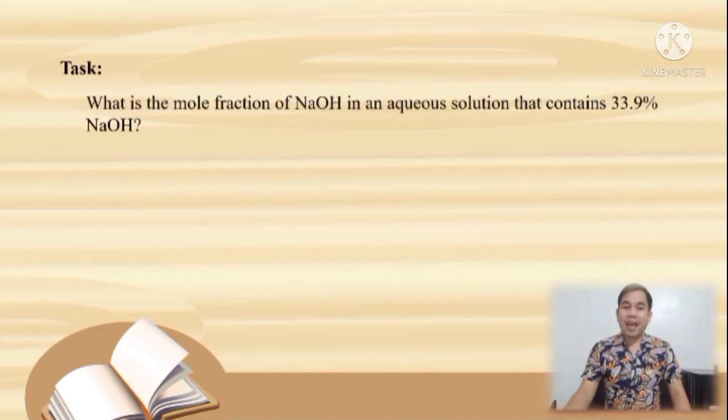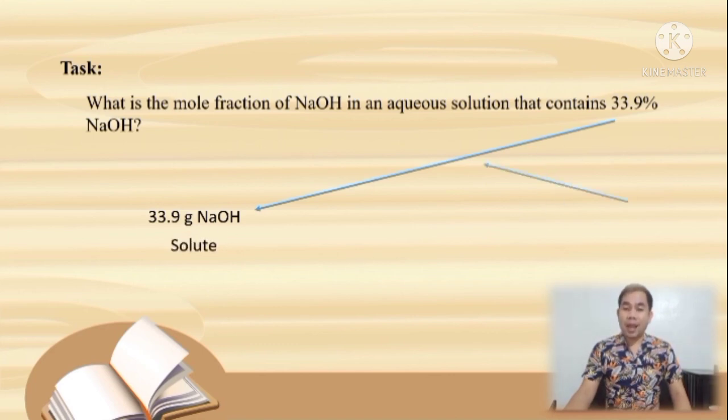For your task, answer this problem. What is the mole fraction of sodium hydroxide in an aqueous solution that contains 33.9% sodium hydroxide? 33.9% sodium hydroxide will mean that there is 33.9 grams of sodium hydroxide, which is your solute, and there is 66.1 grams of water, which is your solvent. Why is water our solvent? Because it says in the problem that it is an aqueous solution.